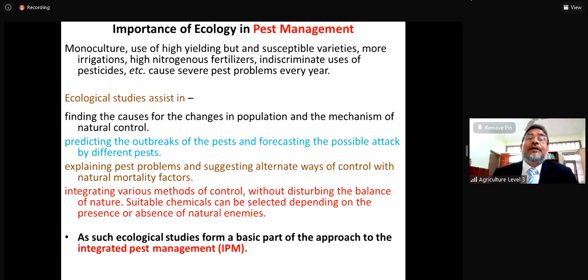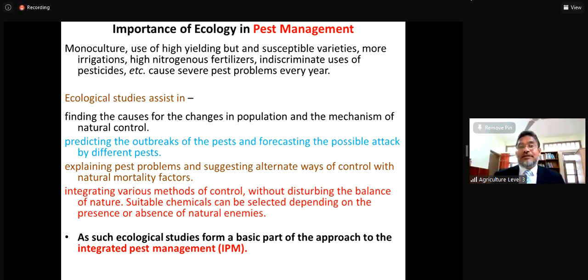Okay, so now why do we need to study ecology? We have just learned some important points: what is ecology, what is insect ecology, what is habitat, what is ecological niche. Then we studied the ecosystem, and two important factors of an ecosystem, biotic and abiotic factors. Now we need to know the importance of studying ecology.